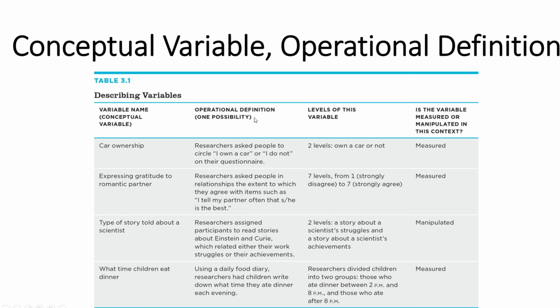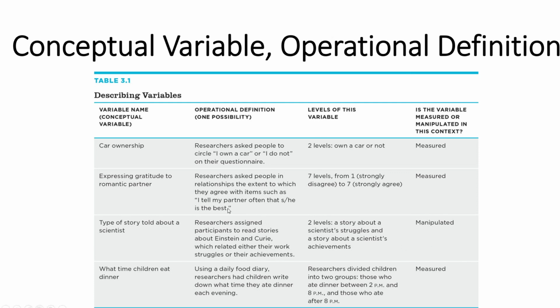Their operational definition, so how are they going to measure this, is researchers asked people to circle, "I own a car," or "I do not own a car." That's how they measured car ownership. From the way that this is presented, we know that there are two levels of this variable. Either you own a car or you don't own a car. And because this is something that the researchers aren't manipulating, they're just measuring it, this is a measured variable.